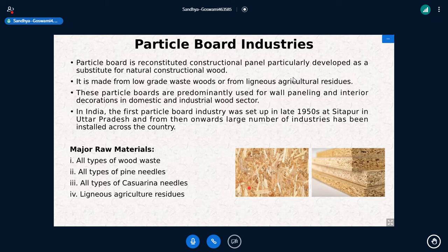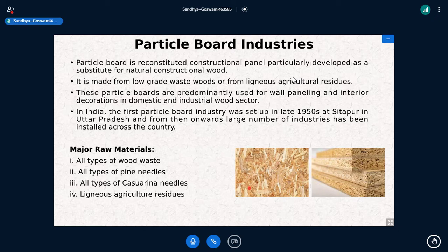So these particle boards we mostly use in interior decorations, panelings, and wherever you want to use industrial wood, one can use them. In India, the first particle board industry was set up in 1950, in Sitapur, a place in Uttar Pradesh. Thereafter, today we have numerous particle board industries across the country in small scale, medium scale, as well as large scale.